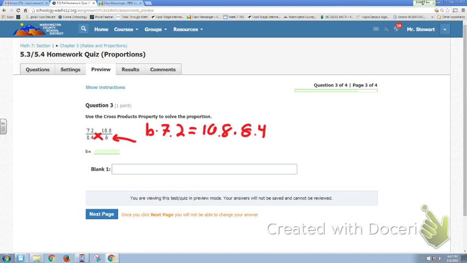8.4. But I do want you to understand that as long as these two ratios are proportional to each other, I can flip things around and be able to work with that as well. So I could rewrite this ratio as 8 and 4/10 over 7.2. Notice what I did is I just flipped them. And if I want to keep it proportional, then I just flip this as well and do B over 10.8. So you can work with either one of these.